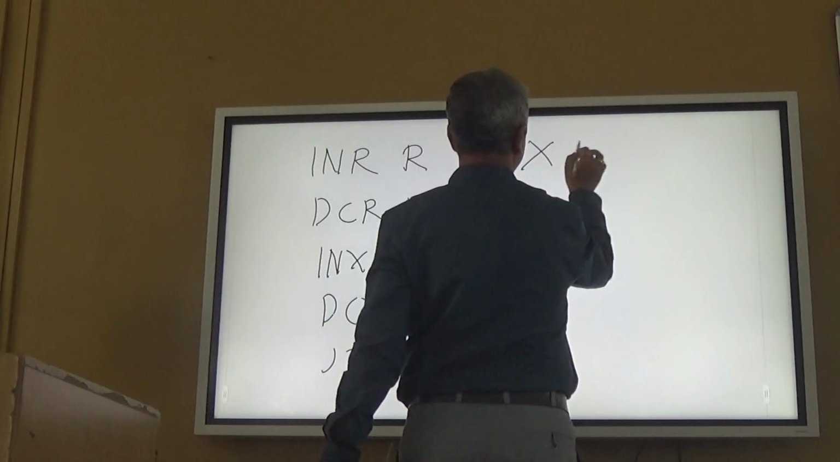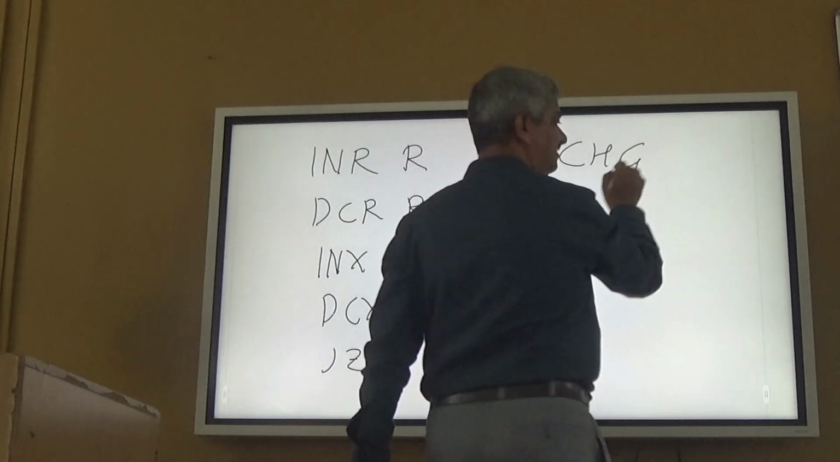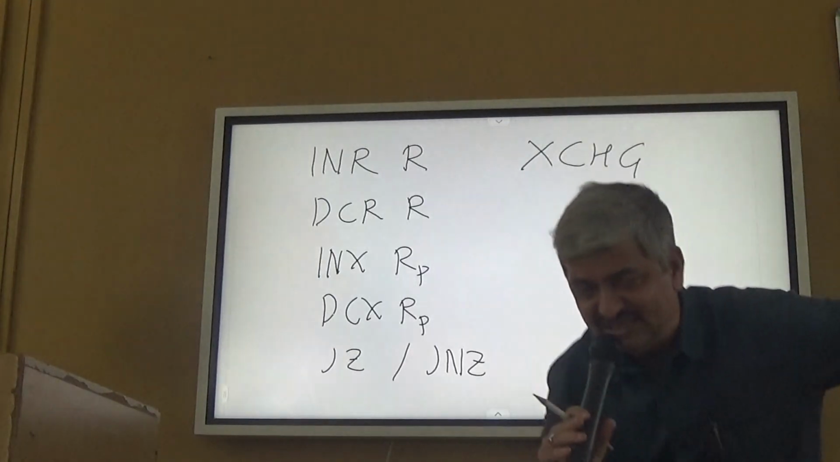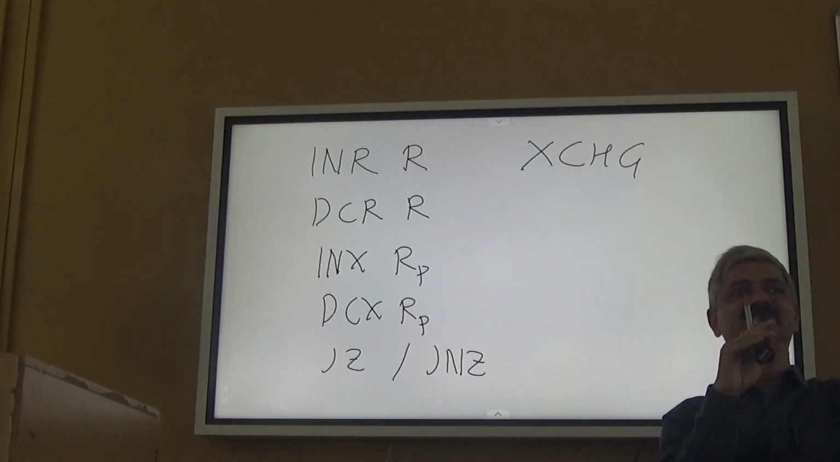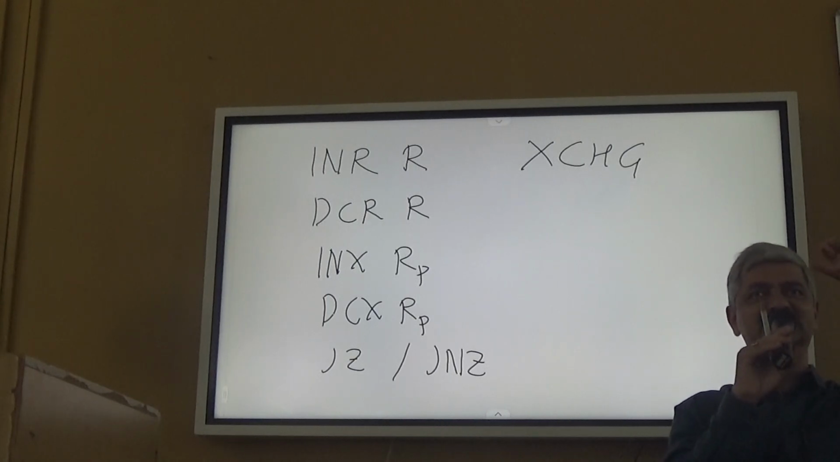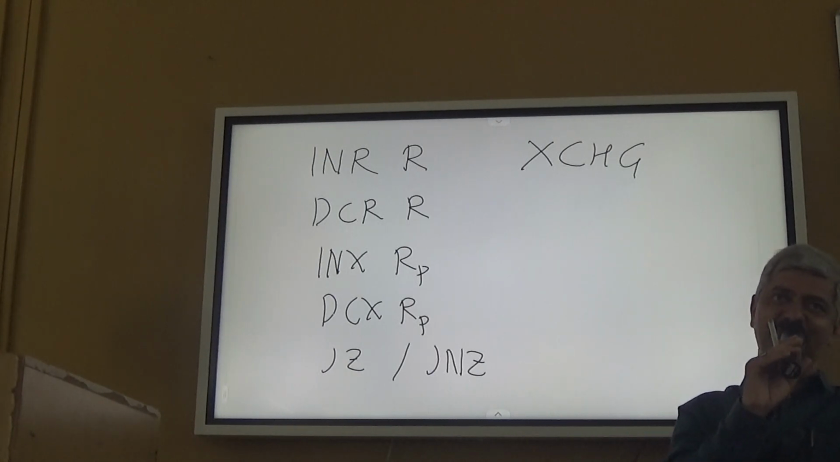And there is one more very simple instruction, XCHG, exchange. It exchanges the DE pair and the HL pair. So that is very simple. I just have to tell you that it exists; otherwise there is nothing very different about it. It exchanges the DE pair and the HL pair.